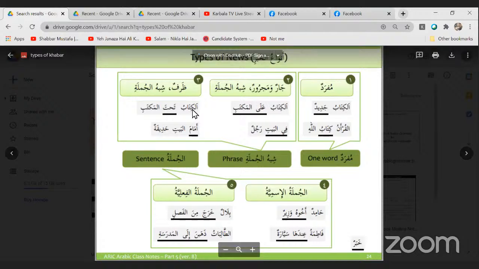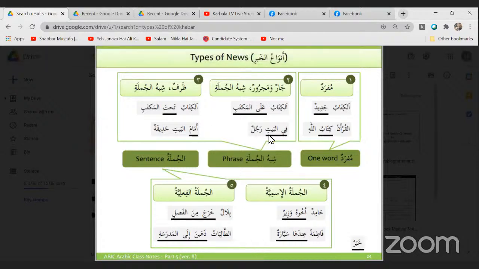So Sheikh, what is the meaning of fil bayti rajulun? Fil bayti rajulun means a man is in the house, or in the house is a man. So rajulun means a man. So a man is in the house, or in the house is a man. Okay, so that's the translation.